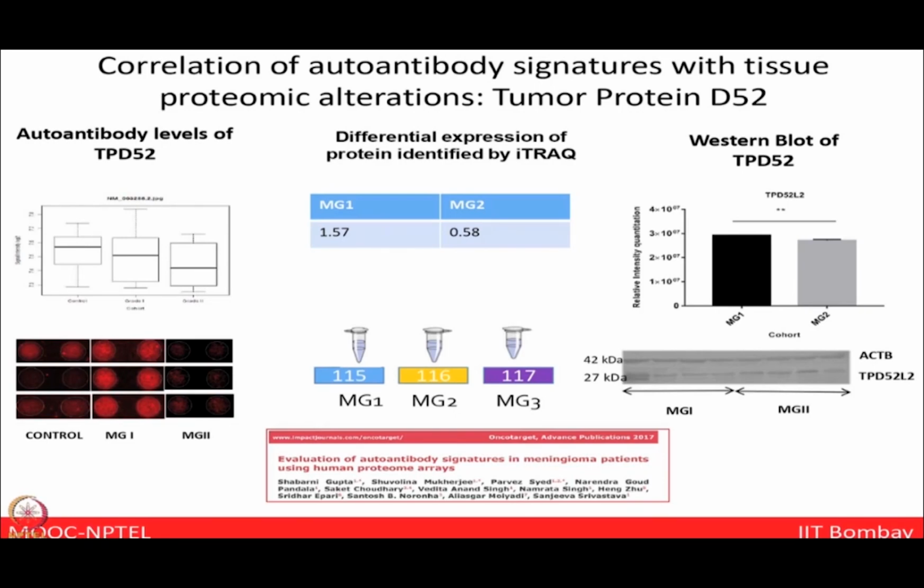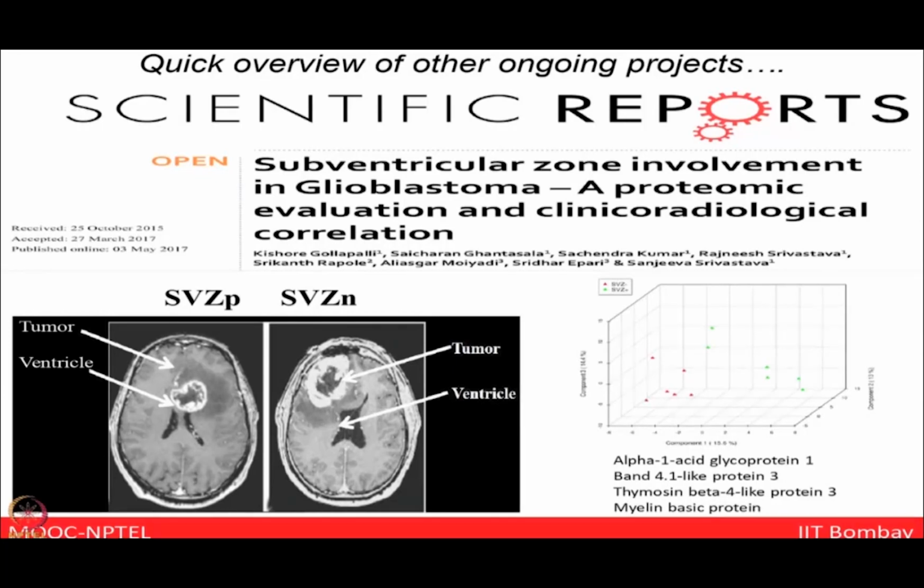We have also tried to address specific questions from the clinicians, especially in glioblastoma multiforme patients, looking at the location of the brain tumors, and what could be the impact of the tumor location relative to the ventricle region, is it very close or is it far off. These patients will survive less, these will survive longer. It is a much more aggressive tumor here, known as SVZ positive or SVZ negative, and can we look at the proteomic signature to try to classify these kinds of tumors.